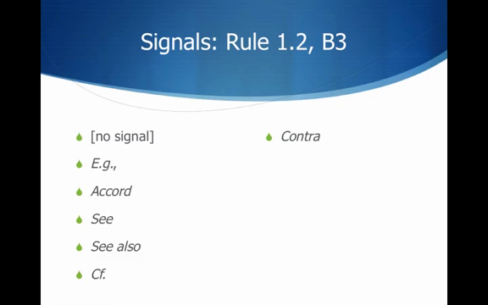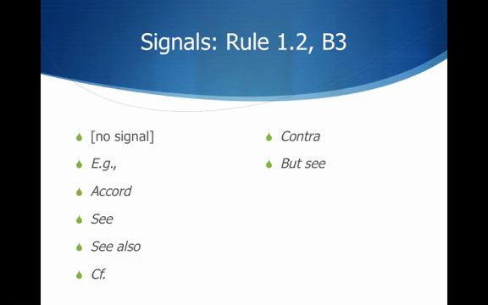Signals that indicate contradiction can also be used. Contra means the cited authority directly states the contrary of the proposition. Contra is used where no signal would be used for support. You would use contra to show a case that came out with the exactly opposite holding or exactly opposite statement as the case you cited originally.